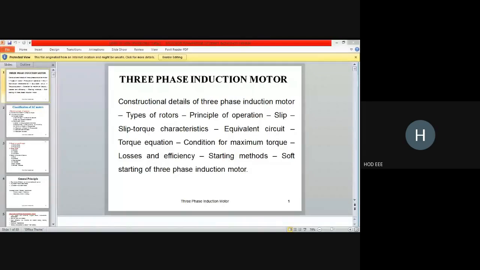The terminals we call A1, A2, B1, B2, C1, C2. Similarly, here also we have A1, A2, B1, B2, C1, C2.